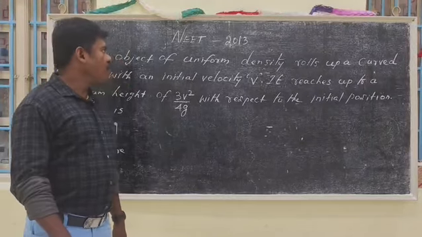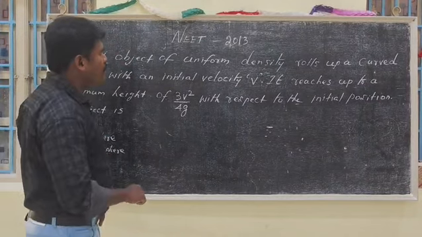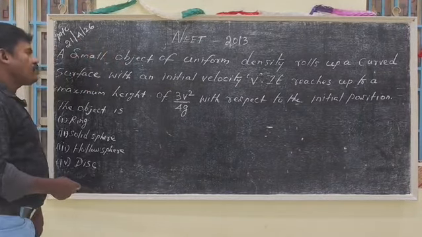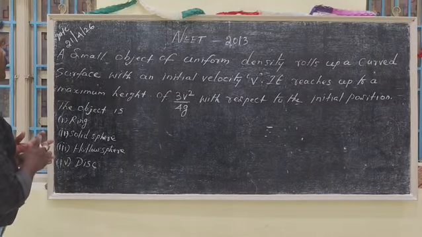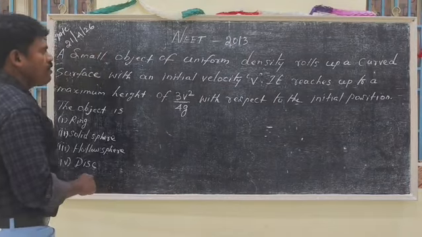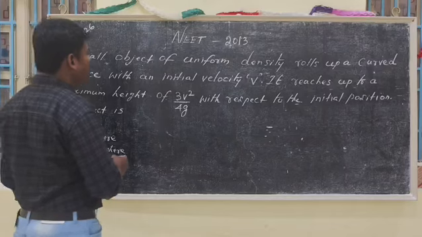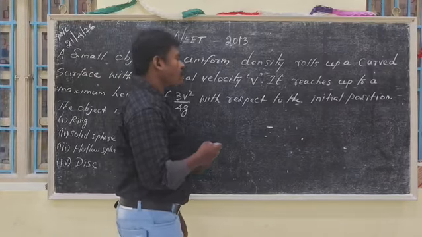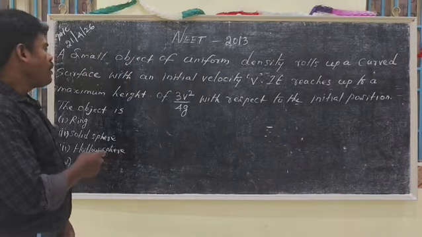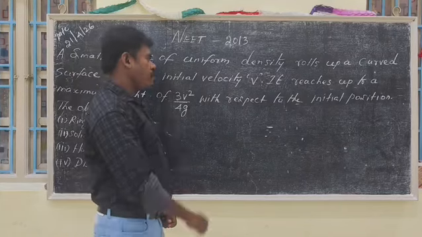Dear students, today we are going to discuss one of the important questions in NEET, which was asked in 2013, based on solid physics. A small object of uniform density rolls up a curved surface with an initial velocity v. It reaches a maximum height of 3v squared by 4g with respect to the initial position.